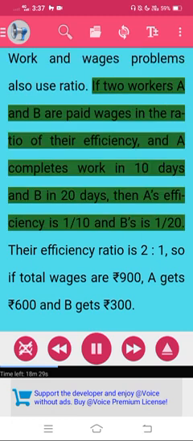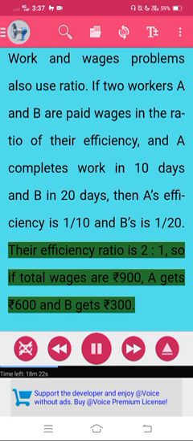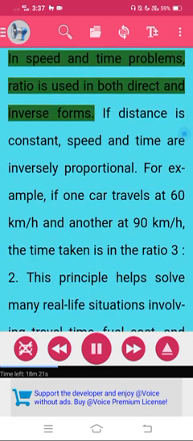If two workers A and B are paid wages in the ratio of their efficiency, and A completes work in 10 days and B in 20 days, then A's efficiency is 1/10 and B's is 1/20. Their efficiency ratio is 2:1, so if total wages are 900 rupees, A gets 600 rupees and B gets 300 rupees. In speed and time problems, ratio is used in both direct and inverse forms.